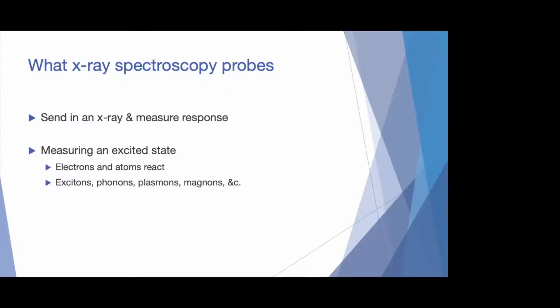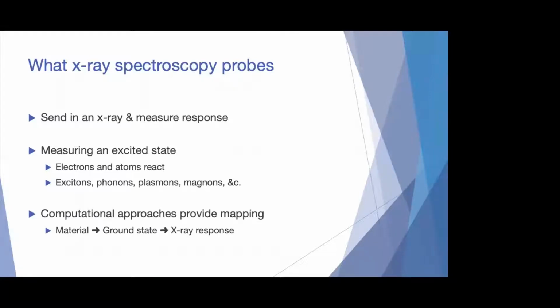And so the whole conceit of computational spectroscopy is that we can provide a straightforward way to go from a description of the material to a ground state understanding of the material. So we compute what the ground state looks like, various ground state properties. And then on top of that, we can compute the X-ray response. And so we're able to go backwards and forwards between this literal description of what the material is, how the ground state behaves, and how it looks under X-rays.